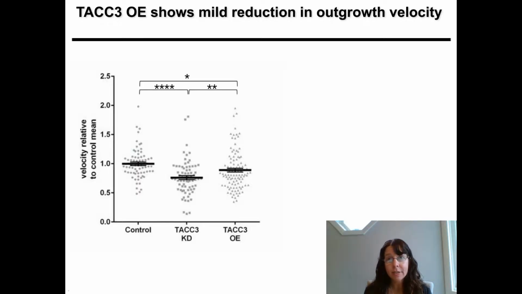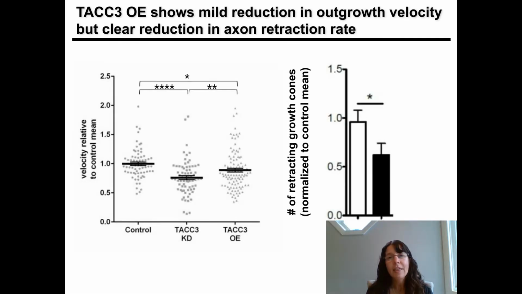When she looked at the data more closely, she noticed that in control situations, axons growing on laminin-coated cover slips in vitro, they undergo spontaneous retraction at a certain frequency. And when TACC3 was overexpressed, the axons reduced their spontaneous retraction rates. Thus, these axons, even though they were growing more slowly, they grew more persistently over time, and that is how they ended up having longer axons.